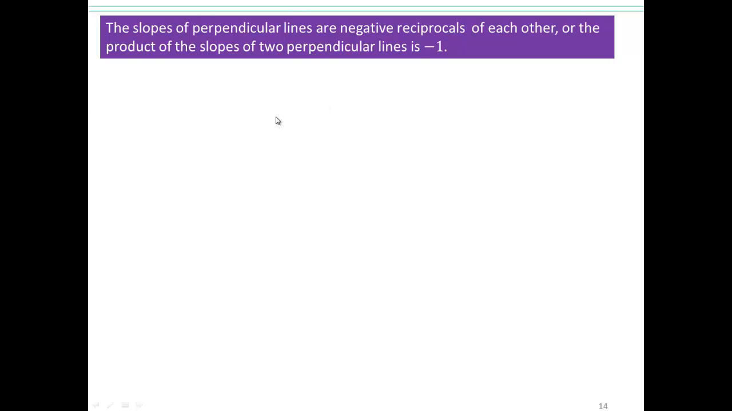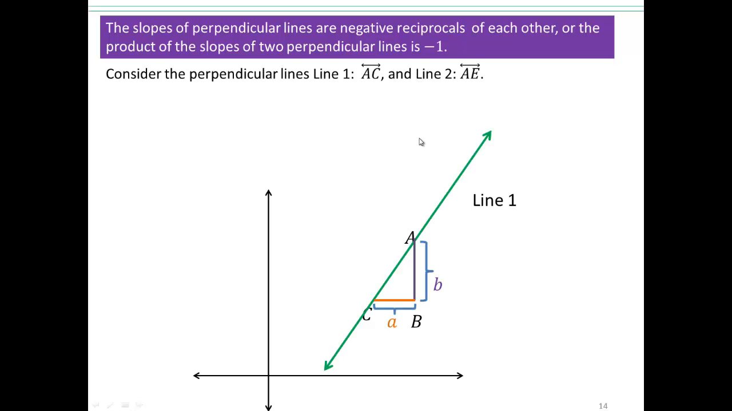We know that slope of perpendicular lines are negative reciprocals of each other, or that the product of slopes of two perpendicular lines is -1. Why should I believe that? Well, let's take a look at two lines. So here's line 1, passing through points A and C. The slope of this line is going to be rise over run, b over a, right? So the slope of this line is b over a.